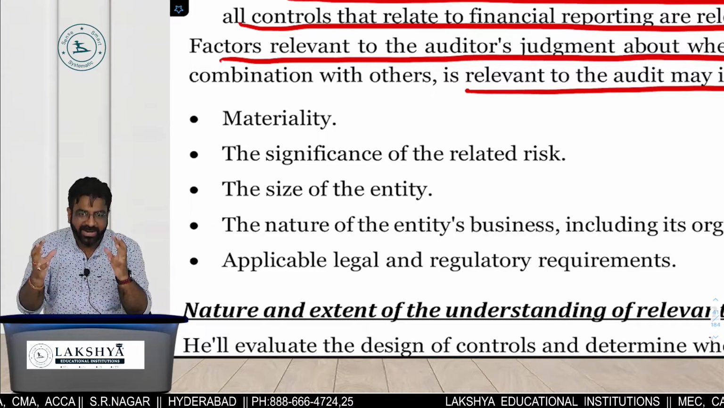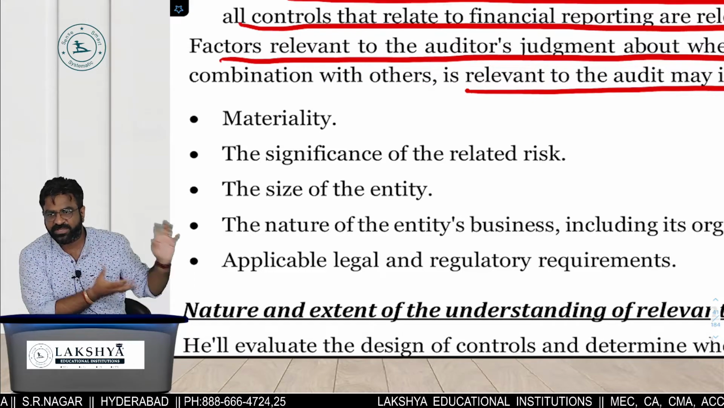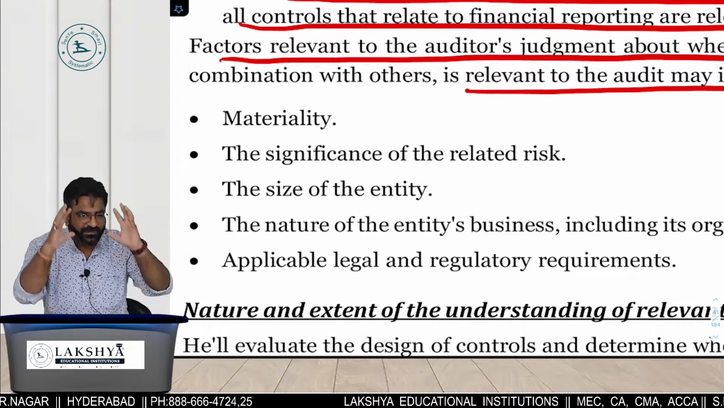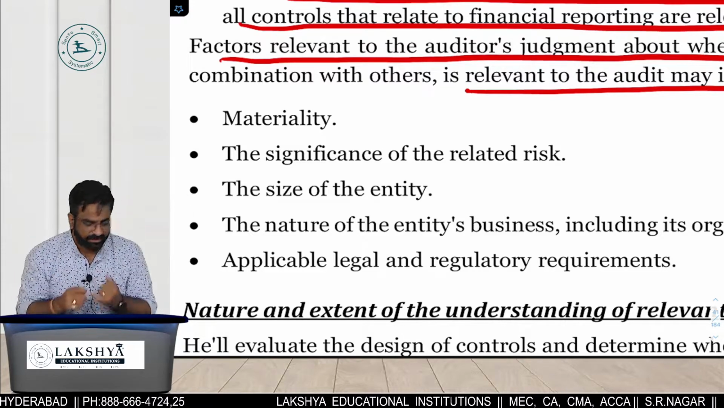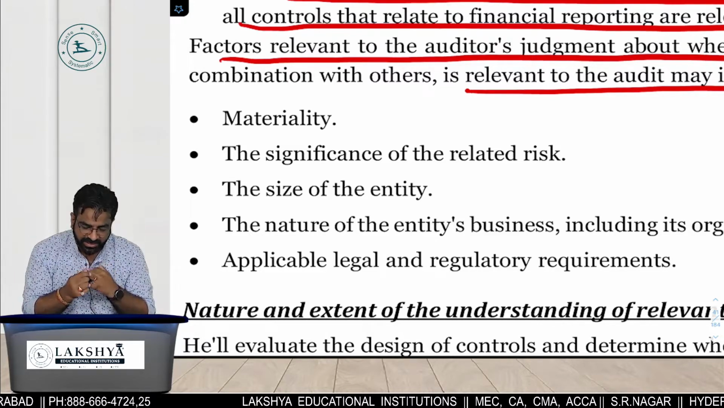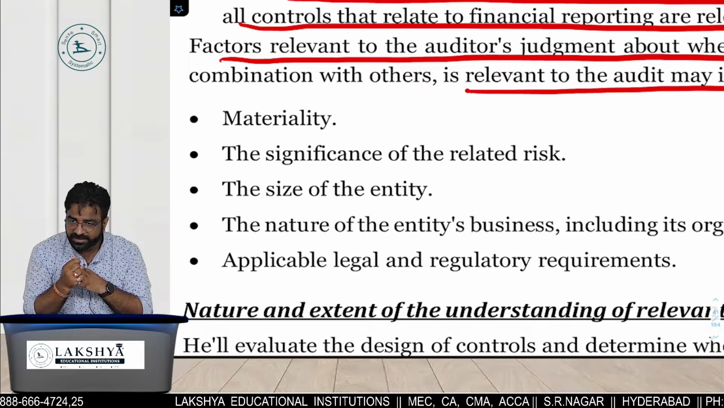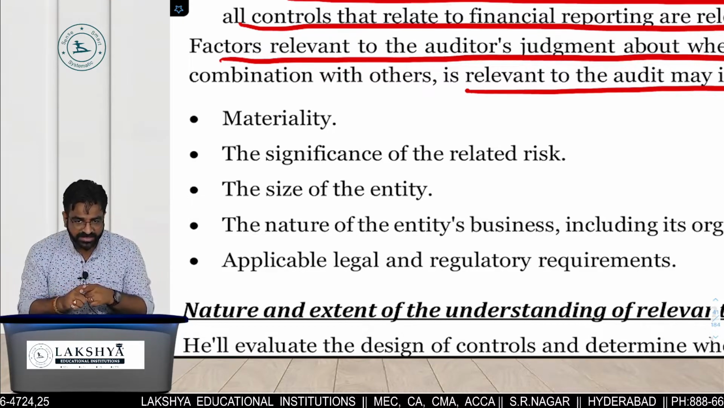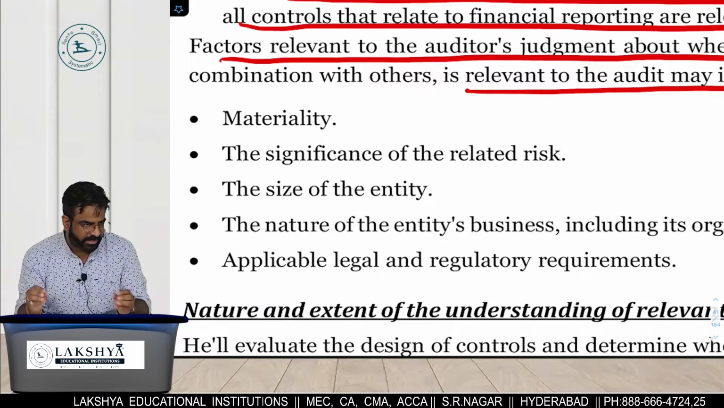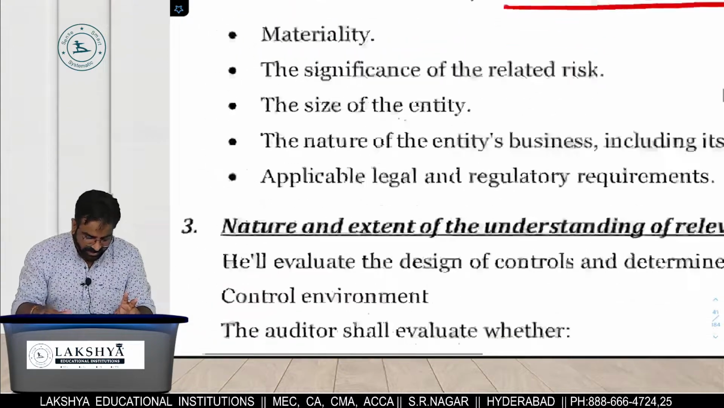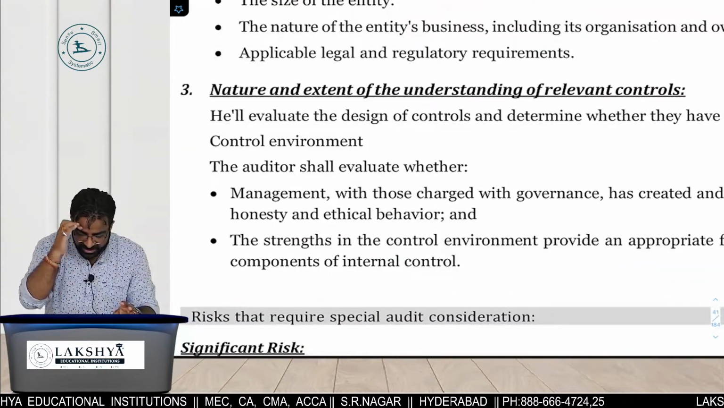So you have to understand the internal control system of the client. This is what they are saying. So what are the 5 factors you have to keep in mind while understanding their ICS? Materiality, significance of related risk, size of the client's business, nature of the client's business, and finally what? Applicable laws and regulatory requirements. Second point you understood. What is the next one? Nature and extent of understanding what?